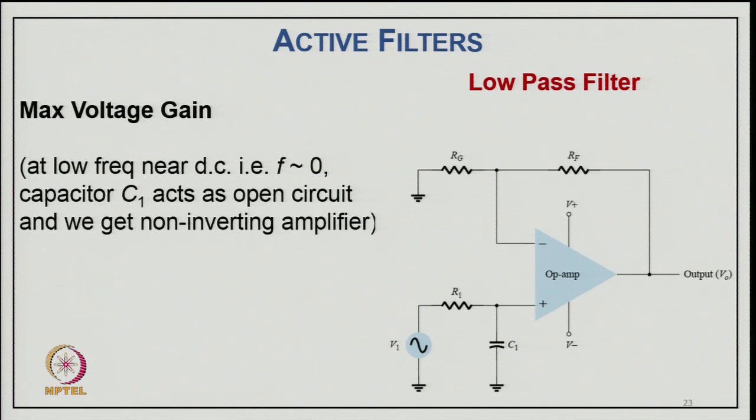So, coming to the low pass filter, the diagram is shown here. We have the input signal applied to the positive terminal with the R1 and C1 network, and we have a gain set by Rf and Rg. At maximum gain only low frequency will be passed. So, at low frequency near DC, that is f equal to 0, capacitor C1 acts as an open circuit, and now we get a non-inverting amplifier.